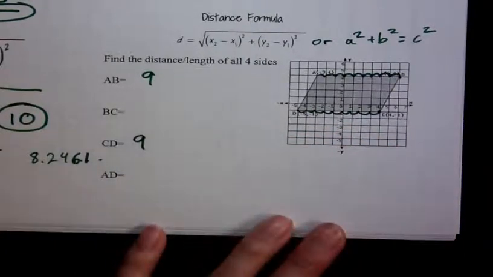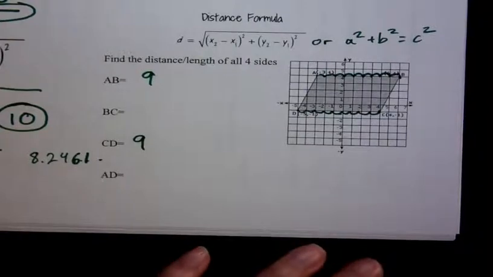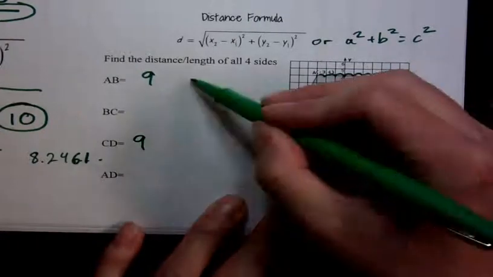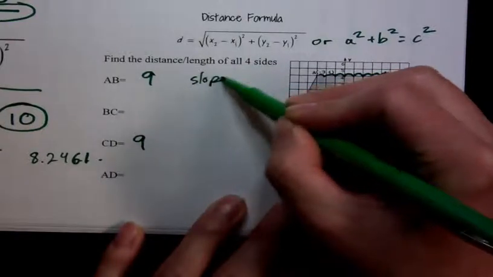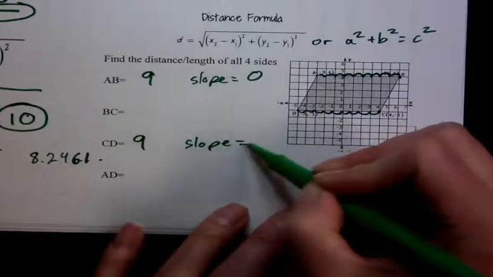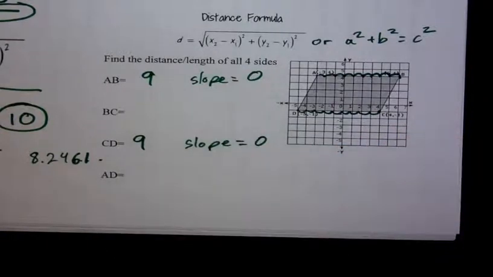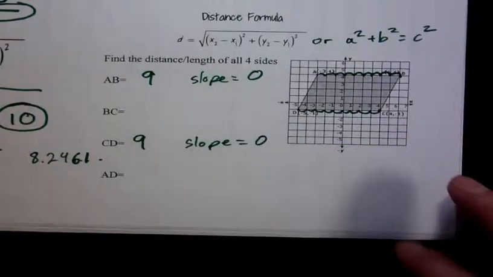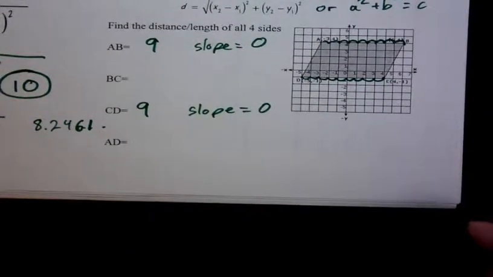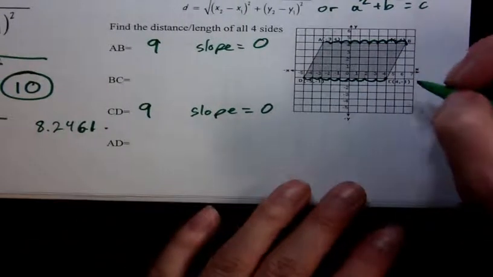So I start out with the easy ones. What is the slope of those two lines? 0. Remember, we're going straight like that, so our slope is 0. All right, for BC and AD, do you think those are parallel lines? They're going the same direction, right? They are parallel.